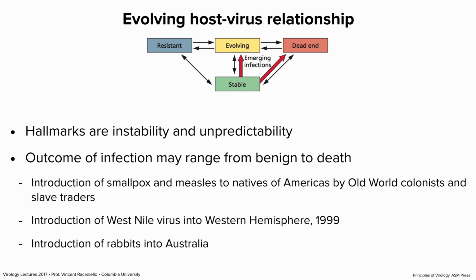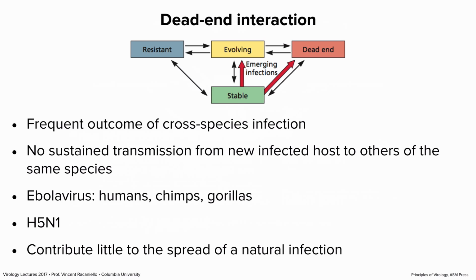West Nile in the Western Hemisphere, same thing. No immunity in the US. The virus could spread extensively. And then last time we talked about the introduction of rabbits into Australia, but more precisely the attempt to wipe them out with a virus. So here we have a naive population of rabbits. We put a virus in that's lethal to them, and in the first year it kills many of them. So those are all examples of evolving host-virus interactions. A dead-end infection, often what happens when you have a zoonotic or cross-species infection, you don't get sustained transmission from a new infected host to others of the same species.